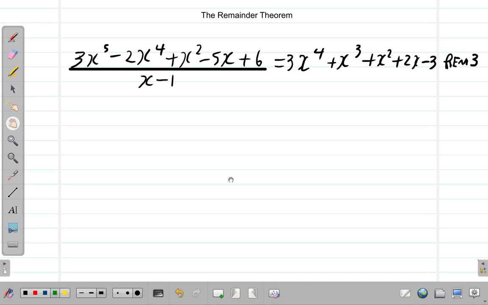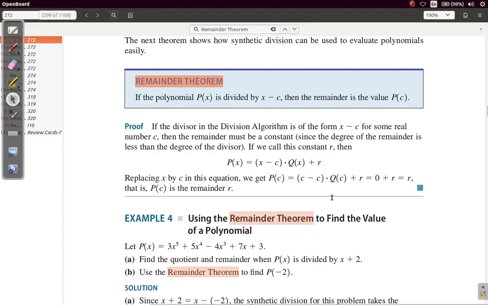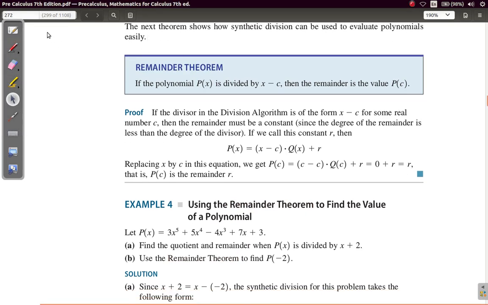We're going to look at what is called the remainder theorem. Now, the remainder theorem is discussed from page 272 of the book Pre-Calculus 7th edition, which I downloaded free online. It's a PDF file. Here, what it says is the remainder theorem. If the polynomial p(x) is divided by x minus c, then the remainder is the value p(c).